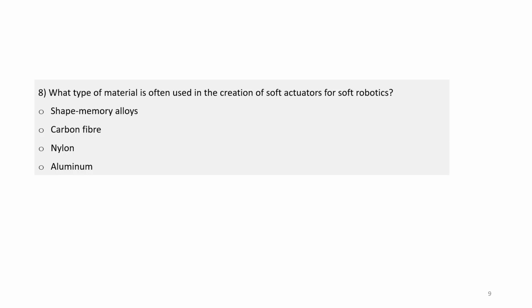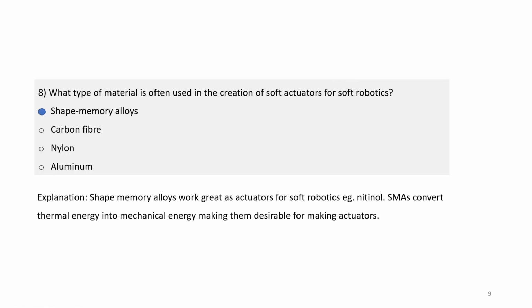Next is, what type of material is often used in the creation of soft actuators for soft robotics? Your options are shape memory alloys, carbon fiber, nylon and aluminum. So here the correct answer will be the first one, SMA or shape memory alloys. Shape memory alloys work great as actuators for soft robotics, for example nitinol. And these shape memory alloys convert thermal energy into mechanical energy, making them desirable for making actuators.